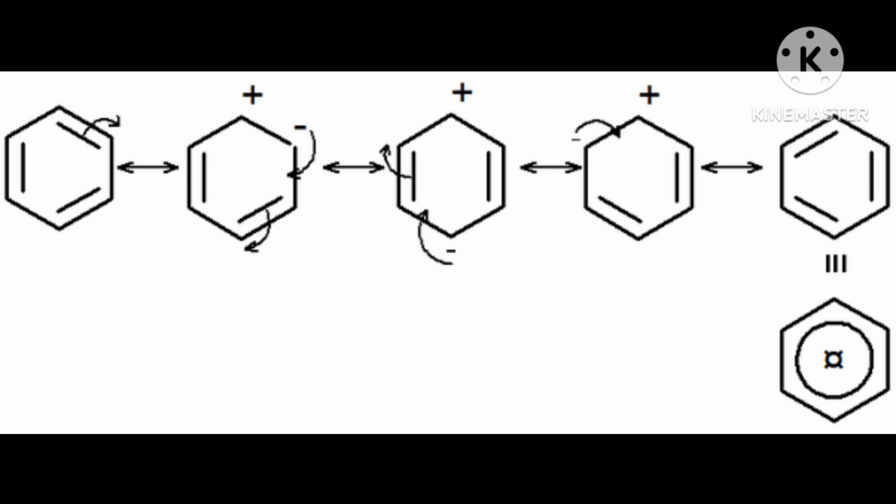X-ray diffraction data reveals that benzene is a planar molecule. Two types of carbon-carbon bond lengths were expected. However, X-ray data indicate that all the six carbon-carbon bond lengths are of the same order, 139 picometer, which is intermediate between a double bond and a single bond.